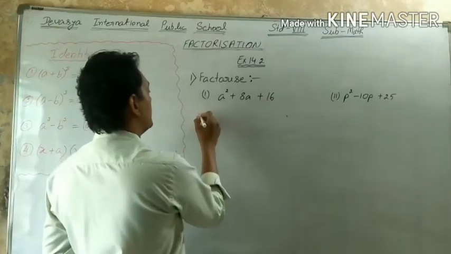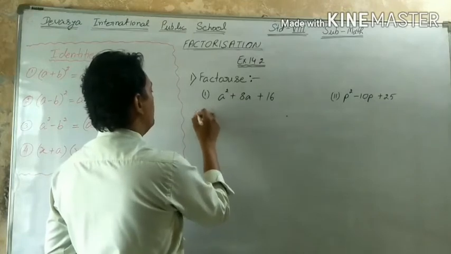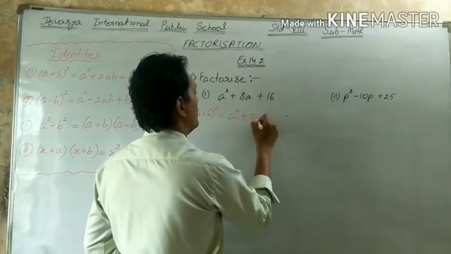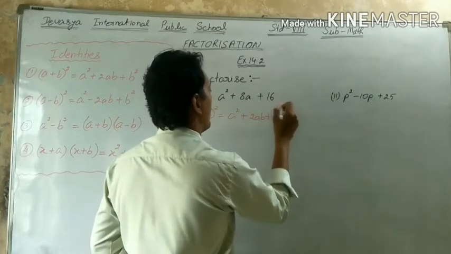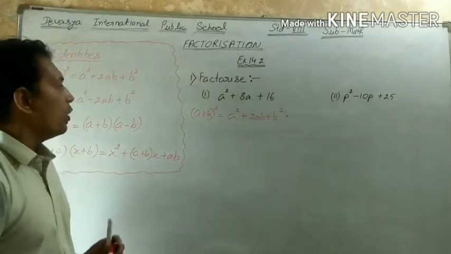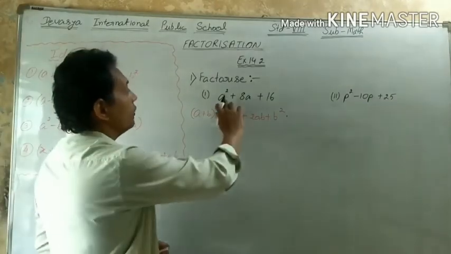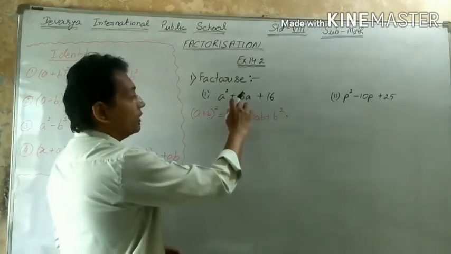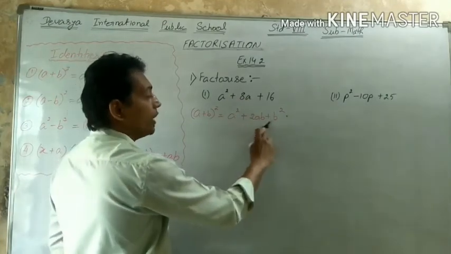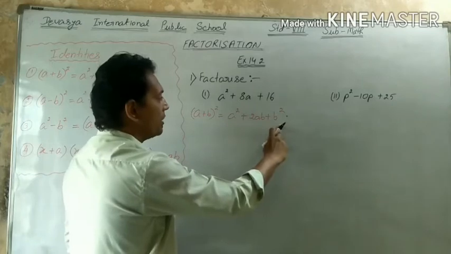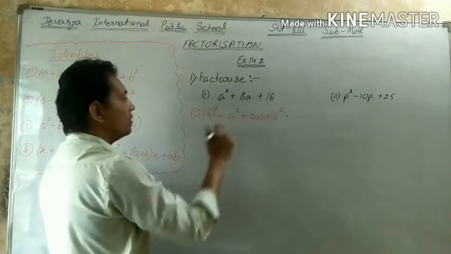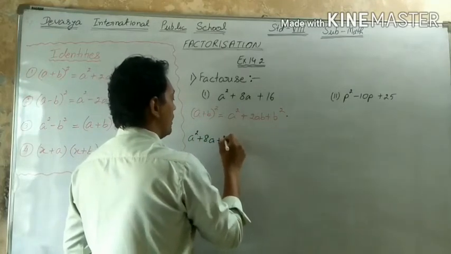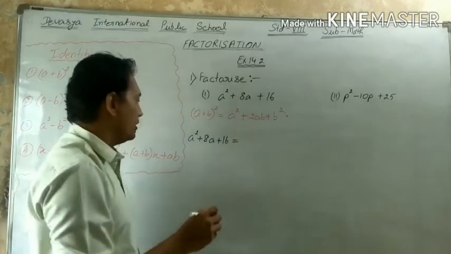So first of all we write the identity (a plus b) whole square is equal to a square plus 2ab plus b square. This is the identity we need to use. Now, before factorization, this is the expression. We need to modify this expression in such a form that the modified form fits into the right hand side of the identity. Let me write this expression once again: a square plus 8a plus 16 can be modified like this.